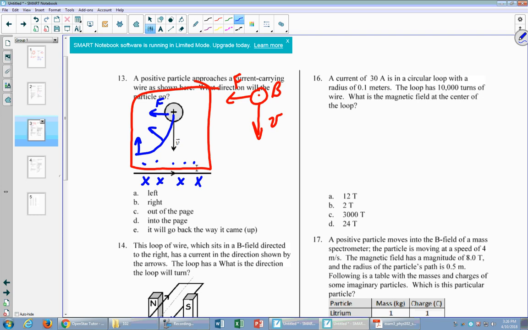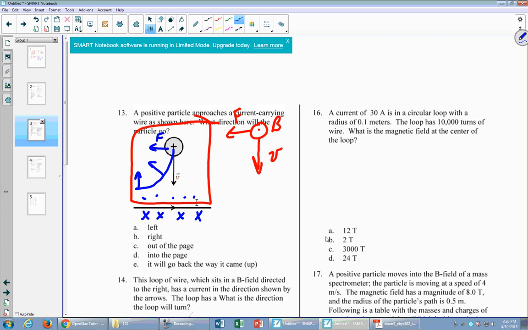Let's just look at some other questions. Yes. Okay. I have a question. So if it asks you what direction, you always look for the force, right? Yes. So direction is code for force, because the force only changes the direction, right? Because it's a centripetal force. It only changes the direction.